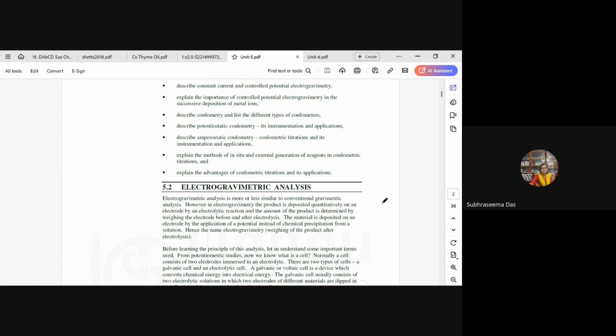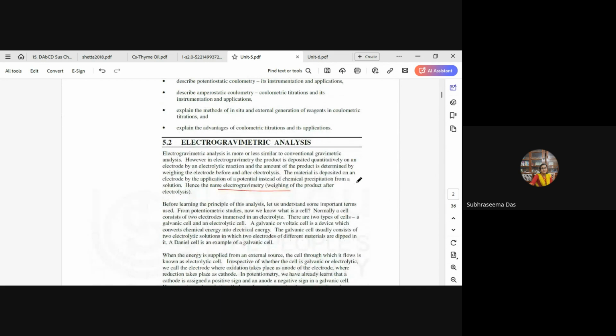But in the electrogravimetric process, we do not conventionally use the electrochemical process. However, for the electrogravimetric process, we make use of the electrolytic reaction, before and after, and then we weigh the amount of the product that is formed. Hence it is called electrogravimetry, that is, the weight of the product that is formed after the electrolysis reaction. There are also certain terms in this electrogravimetric analysis.